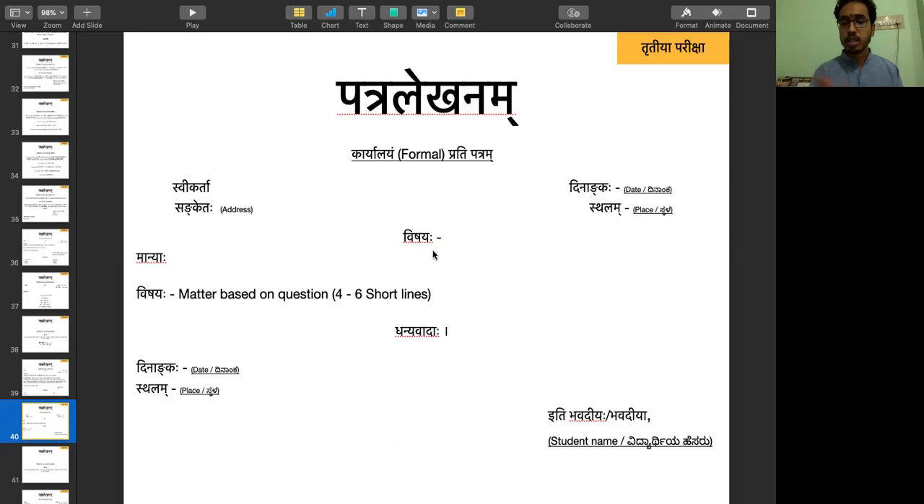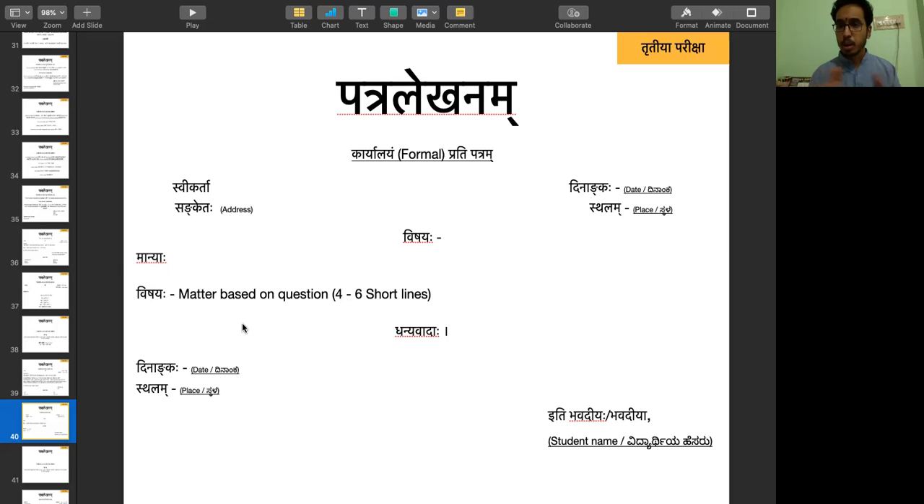Vishaya. So, this is what is given in the heading. The question will be your Vishaya. Karyalayam Pratipatram, Vishaya Karyalayam Pratipatram. That will be your Vishaya. First and only Manyaha, respectable people. Vishaya, this body, again, it can totally change based on the question.